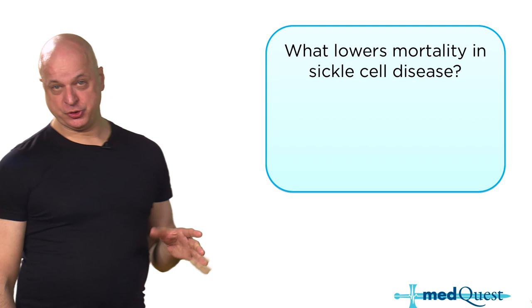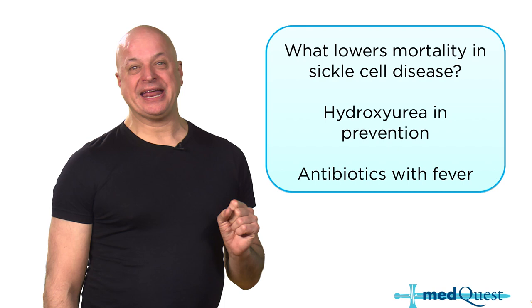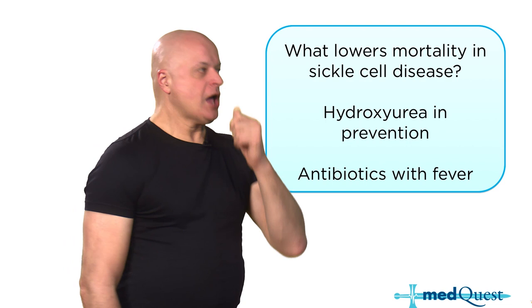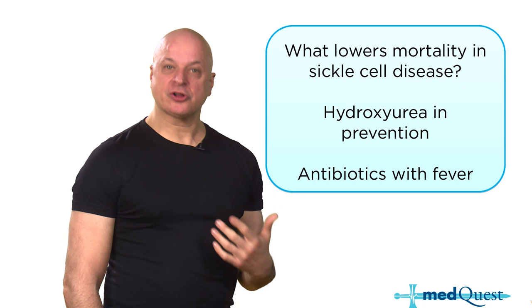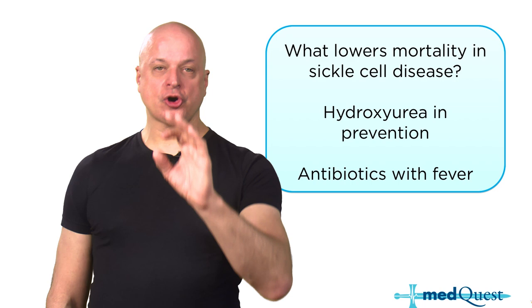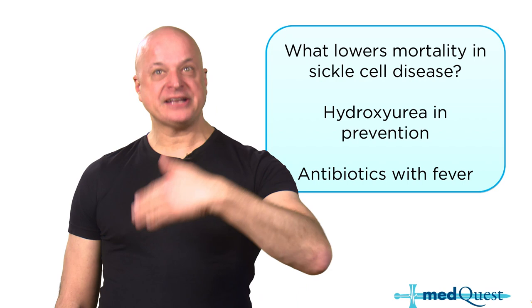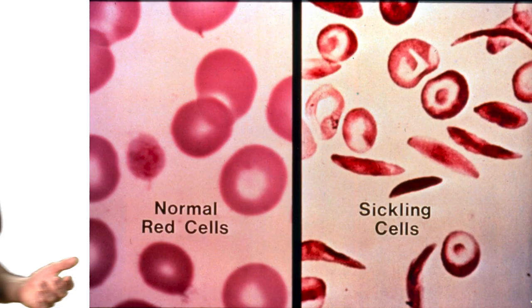Now, what lowers mortality ultimately in sickle cell disease? About two things. Hydroxyurea prevents the next crisis, and antibiotics when you have a fever. Those are the only two things, because hydroxyurea increases hemoglobin F to prevent sickle crises. And antibiotics when you have a fever, because it's the same as neutropenic fever, where you don't wait for the results of cultures, you give antibiotics to prevent sepsis. Now, isn't this a beautiful picture?